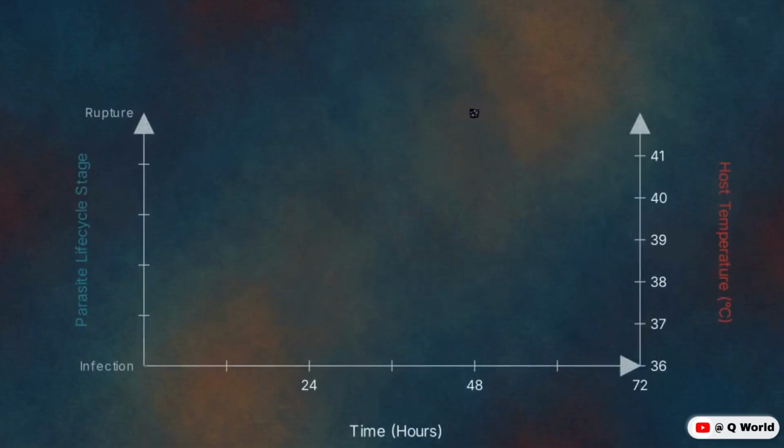This chart maps the 48-hour parasitic life cycle against the host's temperature spikes. The synchronous bursting of red blood cells triggers the febrile paroxysm, starting with a rapid temperature drop in the cold stage, followed by a hot stage, and concluding with a sweating stage.